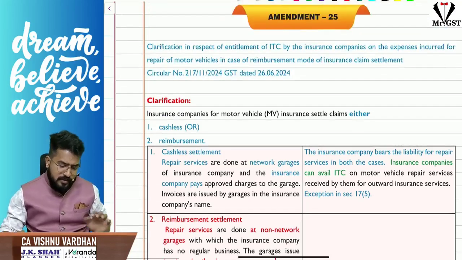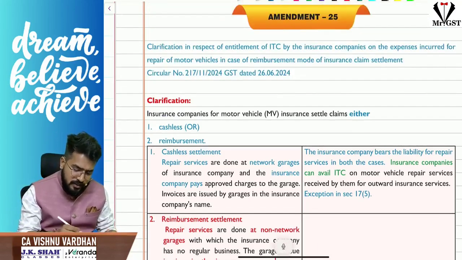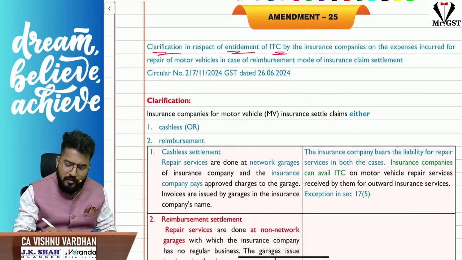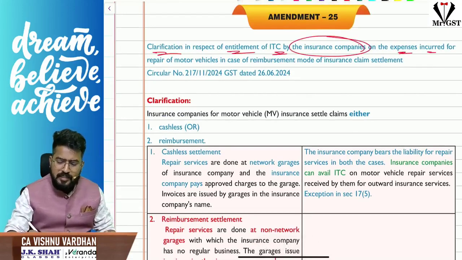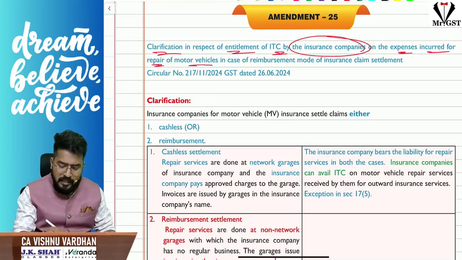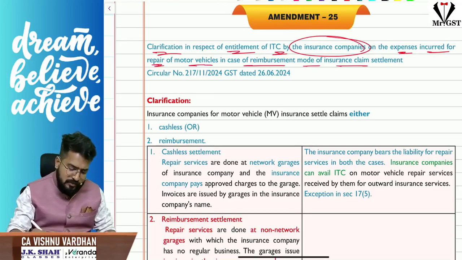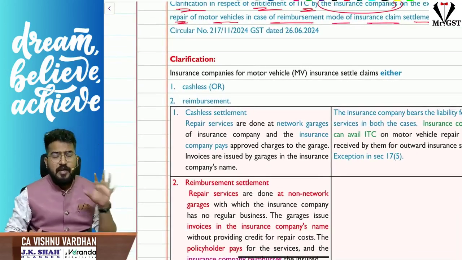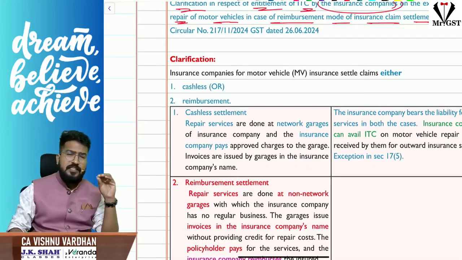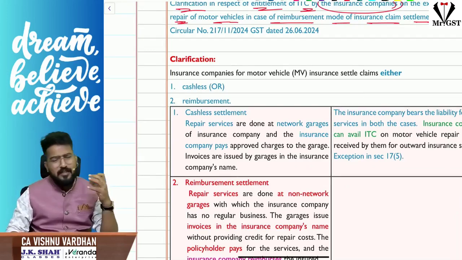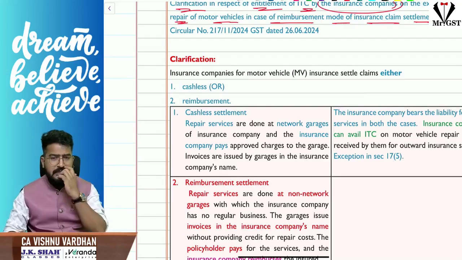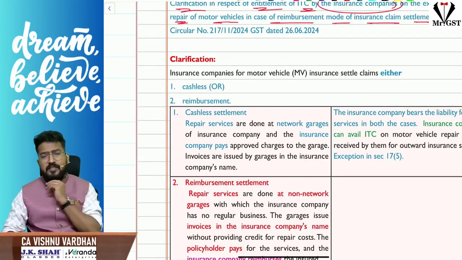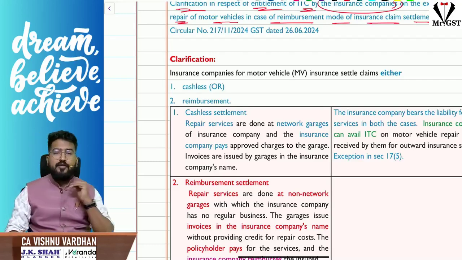So the next one is with respect to the clarification in respect of entitlement of ITC by insurance companies on the expenses incurred for repair of motor vehicles in case of reimbursement mode of insurance claim settlement. Please understand, sir, I have a car and there is a small accident where I should change the silencer of the car or some spare parts. Now there are some repairs and maintenance involved here, and this amount is borne by the insurance company. The point is whether the insurance company can take ITC of it.